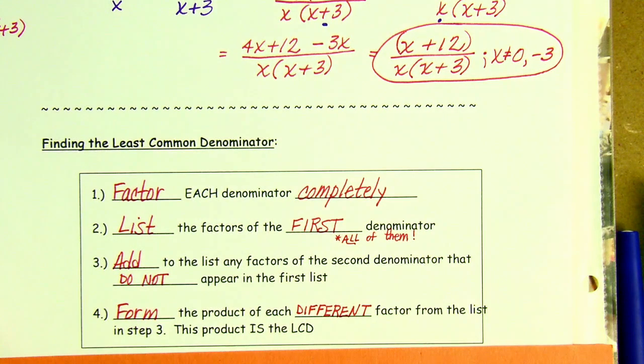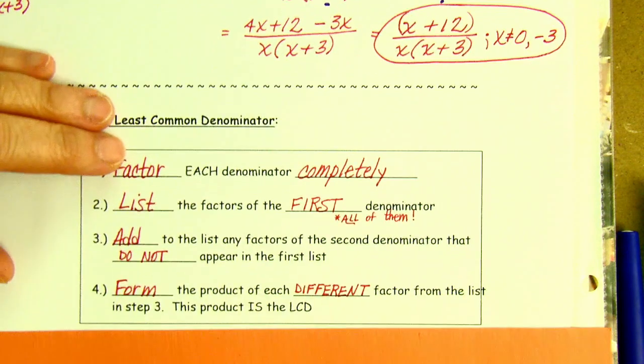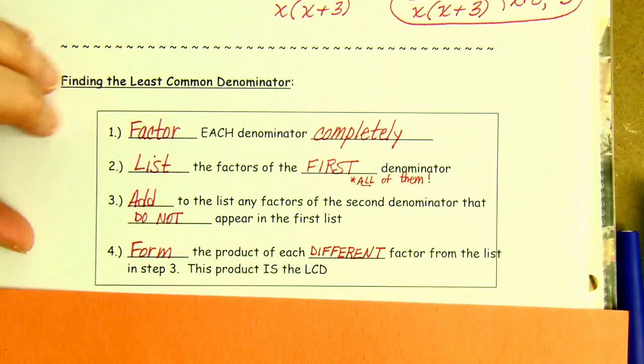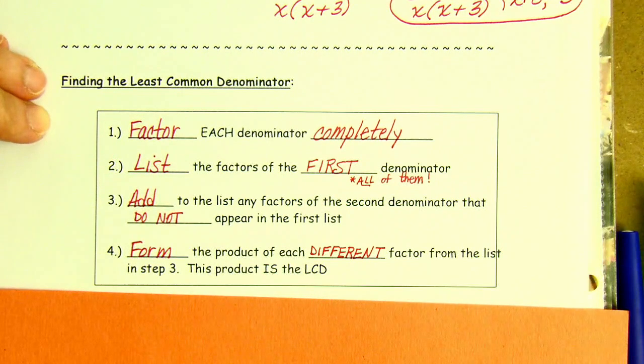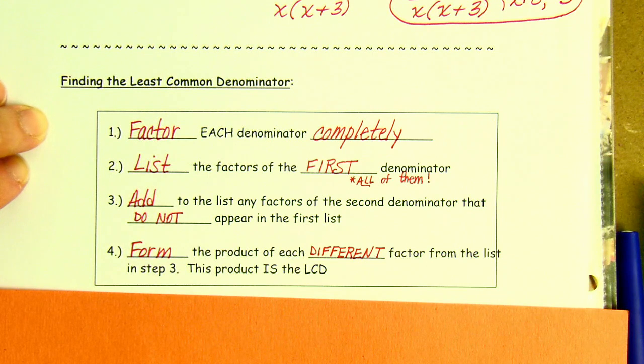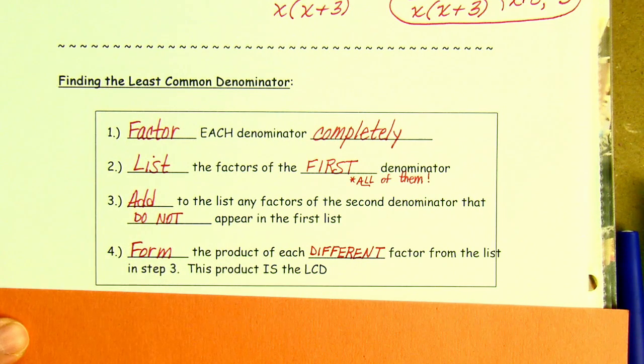And then finally, we say form the product of each different factor from the list in step 3. This product is what we call the LCD. So again, form that product of each different factor from the list in step 3. That product is the LCD. So now we'll take it a step further on the next page.